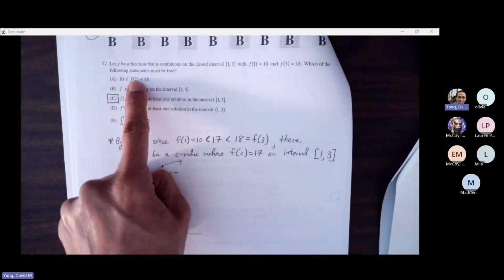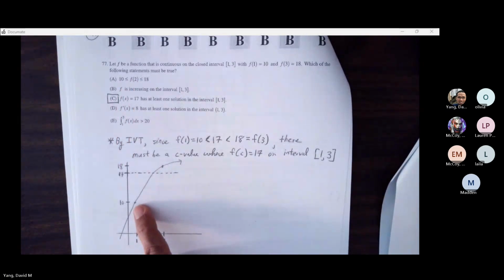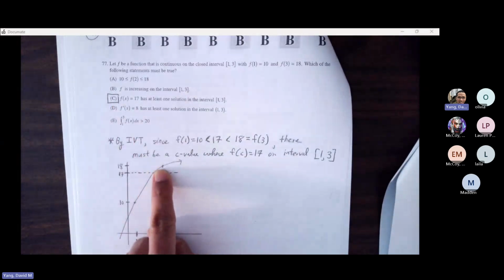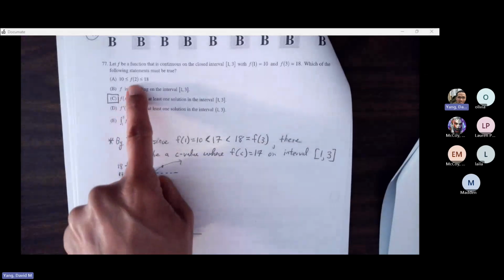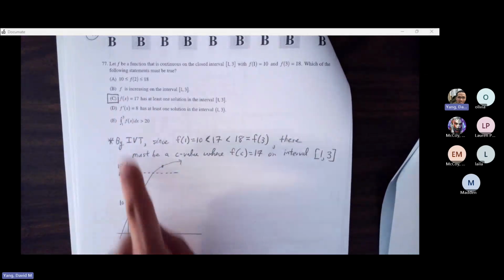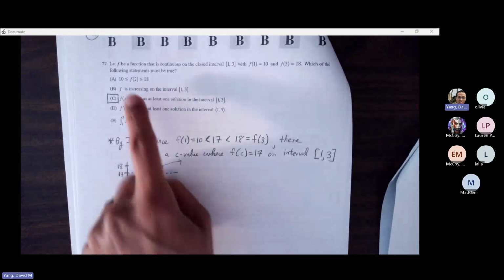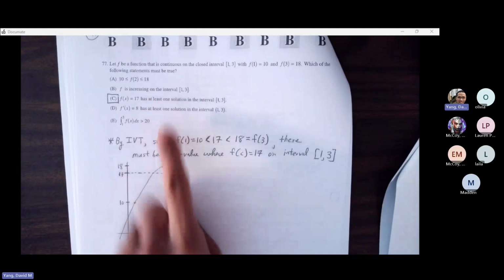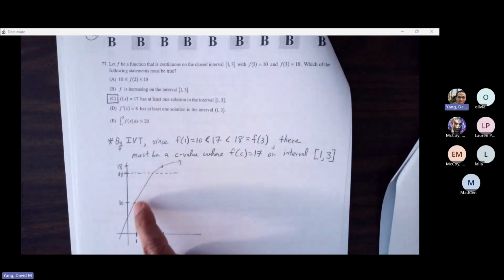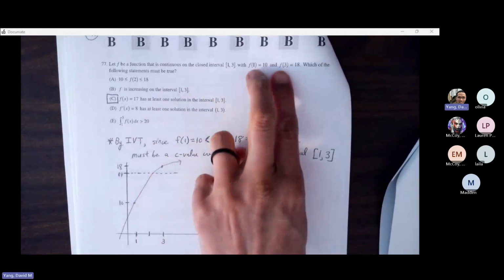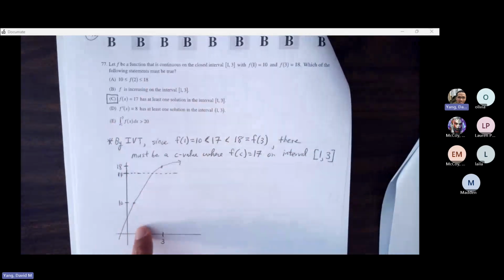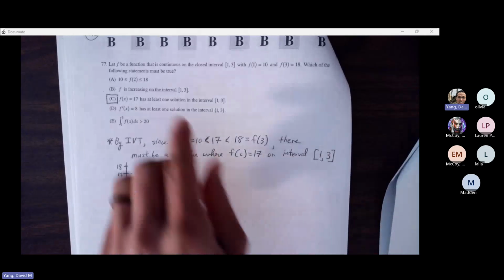Can we guarantee that f of 2 is between 10 and 18? Maybe, but it's also possible that f of 2 could rise above or go below. The way that we drew it, f of 2 is between 10 and 18, but f of 2 doesn't have to be a point between. So we can't guarantee this. F is increasing from 1 to 3. That is the way that I drew it, but all we know is that these are the endpoints and the graph is continuous. We don't know that the graph is just going to be rising the whole way.